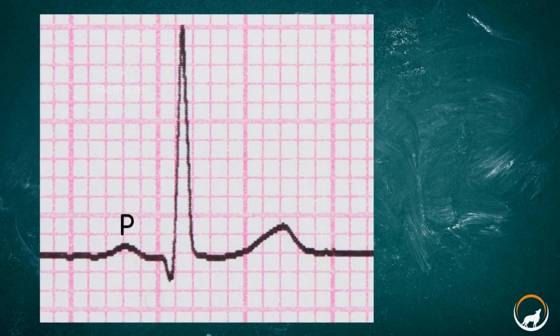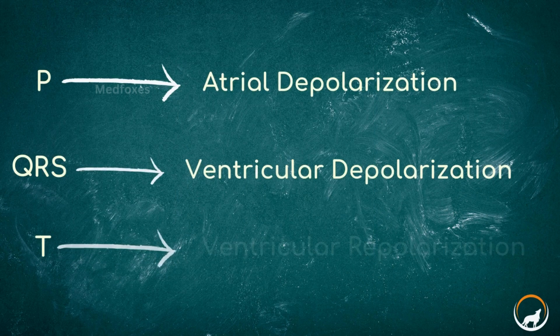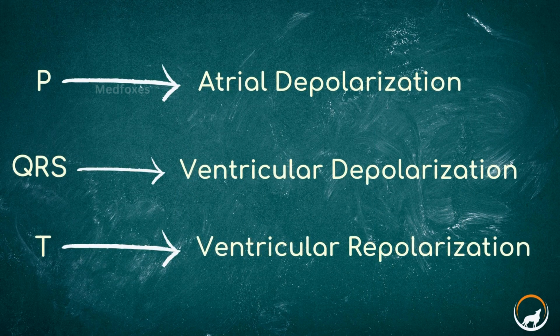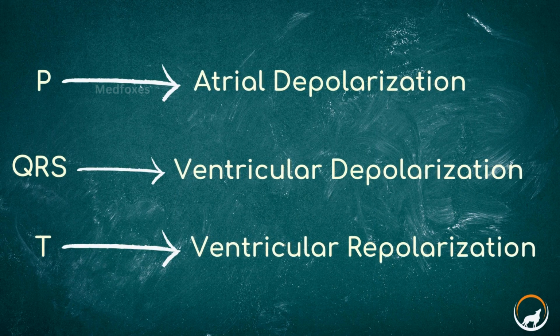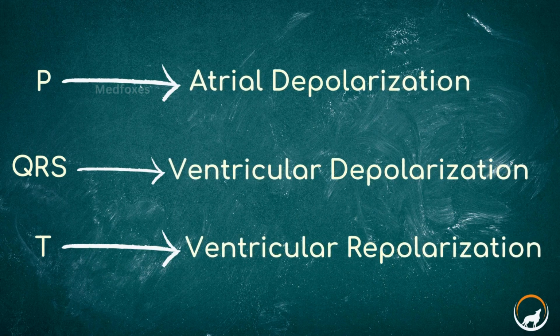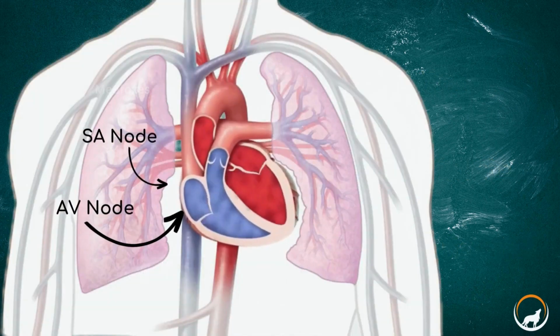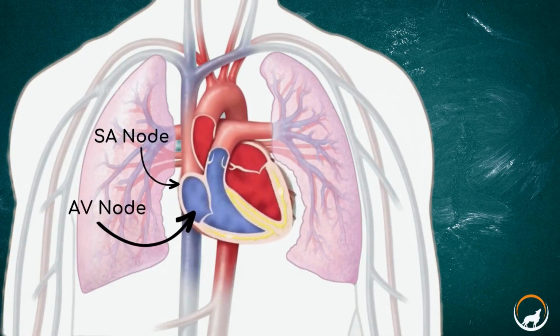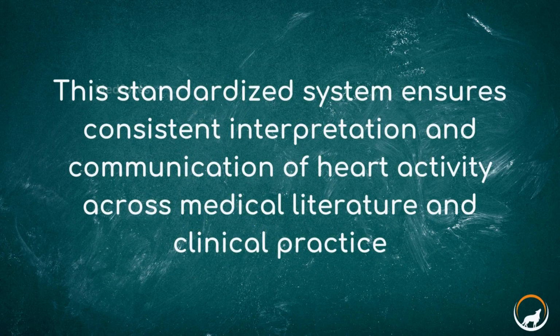The letters P, Q, R, S, and T are used to label specific electrical activities that occur in the heart. These activities are captured and represented in an electrocardiogram. Each letter corresponds to a distinct event in the heart. This standardized system ensures consistent interpretation and communication of heart activity across medical literature and clinical practice.